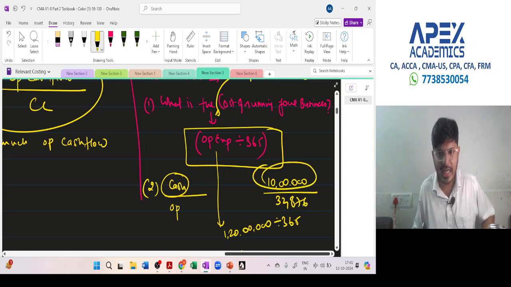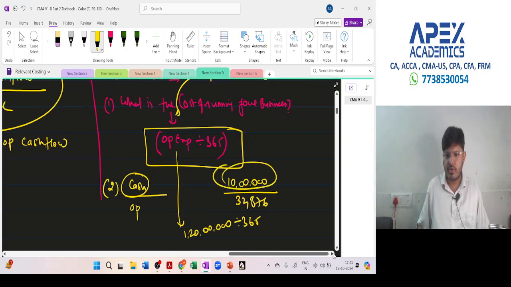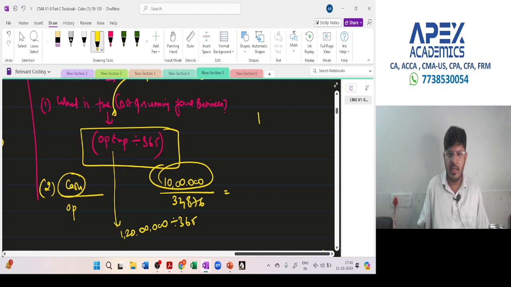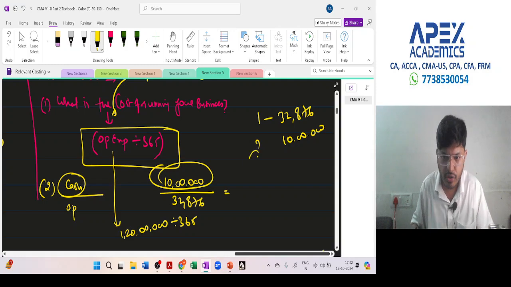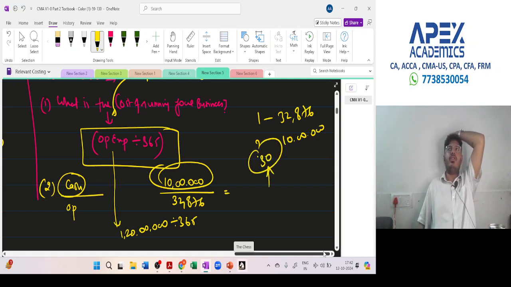I have got 10 lakh cash or liquid assets in my hand. So basically I am saying that one day's expense is 32,876, and I have 10 lakh rupees in hand, so how many days can I carry on my business? So 10 lakhs divided by 32 whatever. So it shows that without getting any more additional business, for 30 days my company can survive.